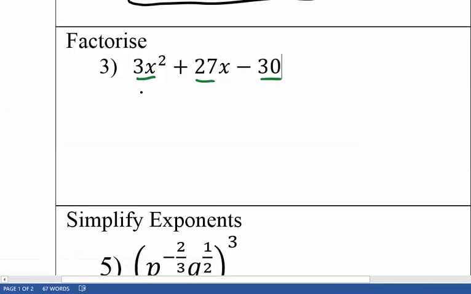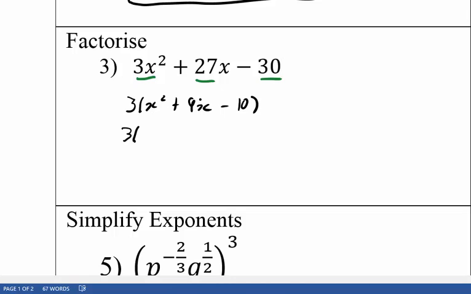So 3x squared, 27x, and 30. I'm going to go 3 outside for a start, and then x squared plus, oh, no, it's not 27. 3 times what gives me 27? It will be 9x. 3 times what gives me negative 30? It'll be negative 10. Okay, now there's no equals 0. It's not like solving a quadratic. All I need to do now is get these into brackets, and I leave the 3 here. So the 3 stays here.